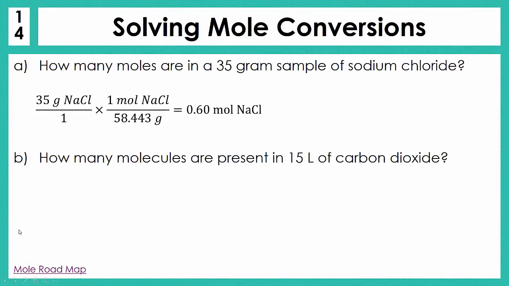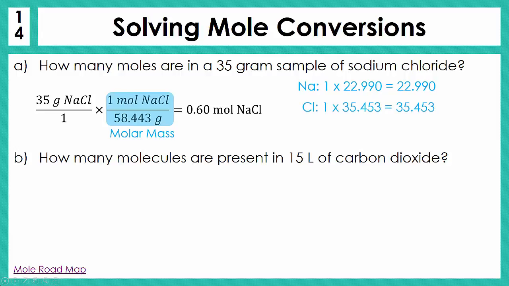So I'm going to start with my 35 grams of sodium chloride. And in order to convert it into moles, I need molar mass. So I find molar mass by adding up the number of atoms in the formula and then multiplying each one by the atomic mass. So for sodium and chlorine, there's one of each, and the molar masses come from the table of elements. So that gives me the molar mass of this compound and allows me to convert from grams into moles by dividing by the molar mass.